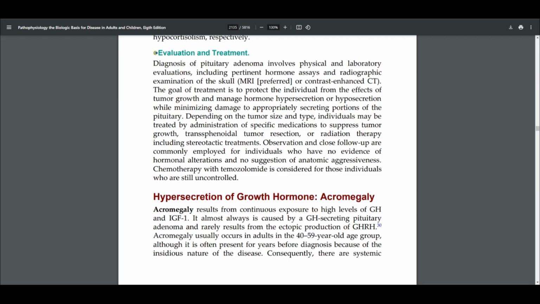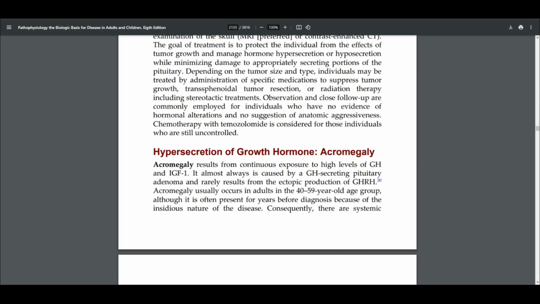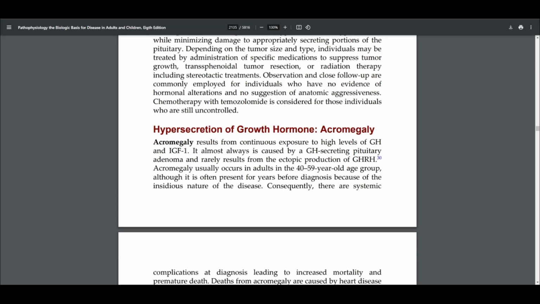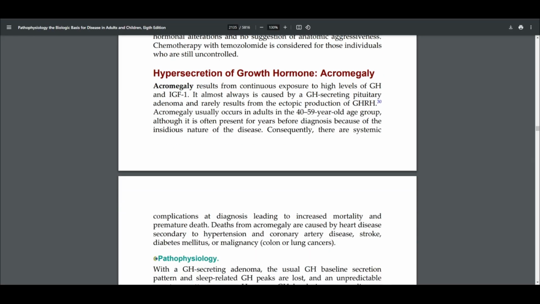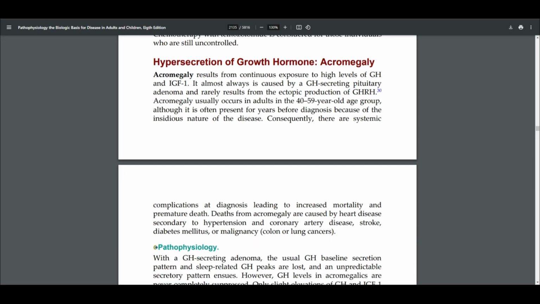Observation and close follow-up are commonly employed for individuals who have no evidence of hormonal alterations and no suggestion of anatomic aggressiveness. Chemotherapy with temozolomide is considered for those individuals who are still uncontrolled. So, what happens if you have the hypersecretion of growth hormone? Well, we end up with acromegaly.